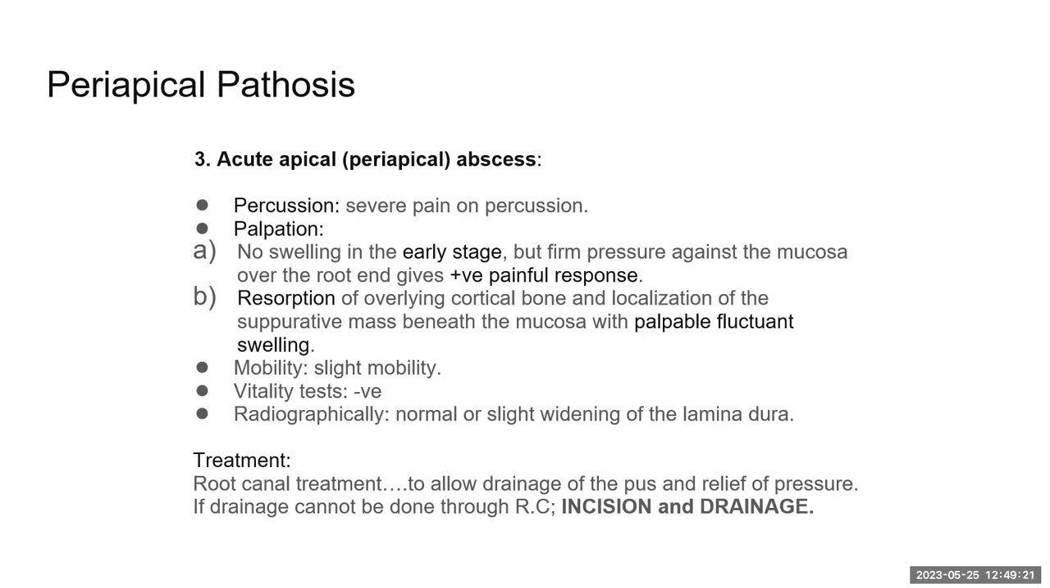Usually in acute cases, there are no radiographic changes, but in chronic cases there are, because the radiographic changes with bone resorption take a long time. So it's usually associated with chronic cases. Treatment is root canal treatment, and the first management is to drain the pus to relieve the pain. The first method is draining through the access cavity, through root canal treatment.